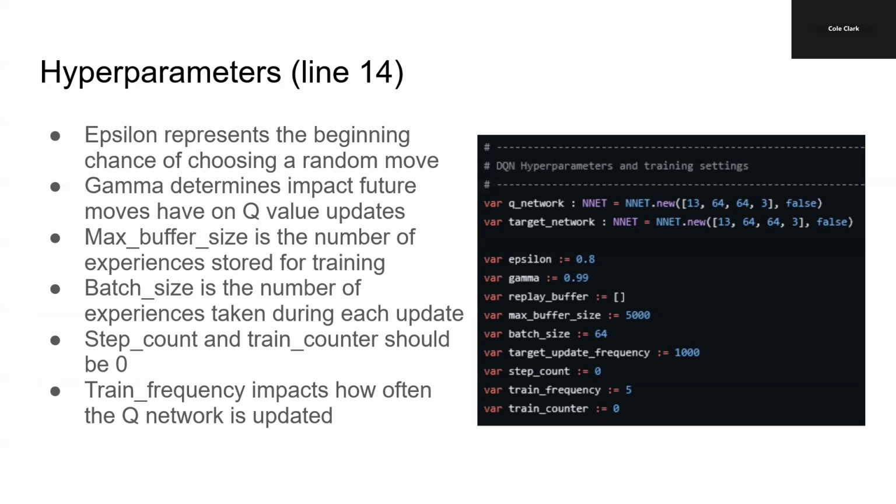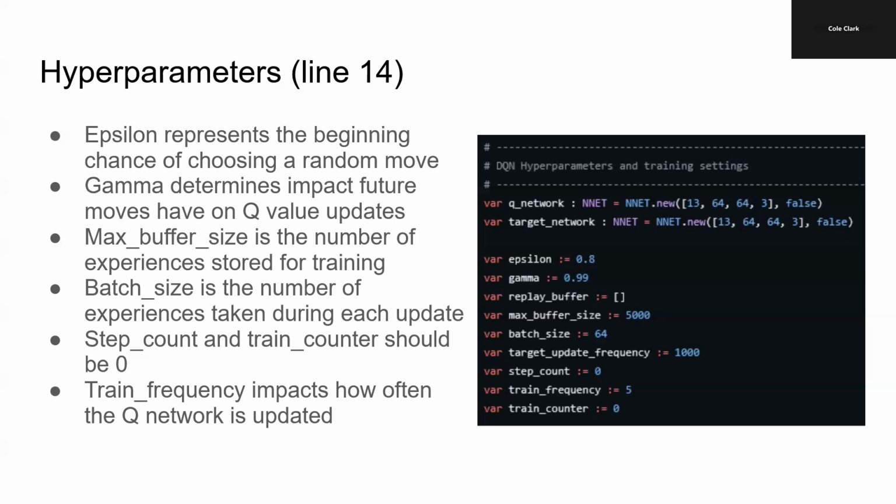The epsilon value in hyperparameters is the beginning chance that the agent chooses a random move instead of one that is based on policy. Since this value represents a percentage, it should be between 0 and 1. This value does not impact the rate that epsilon decays, since epsilon decay is done in the physics process function at the end of each episode.